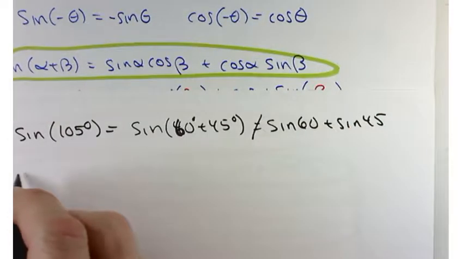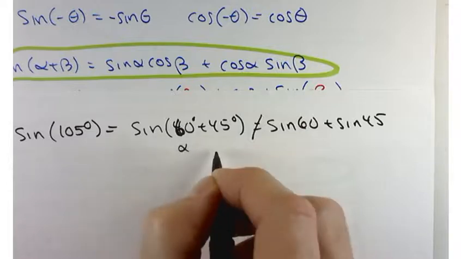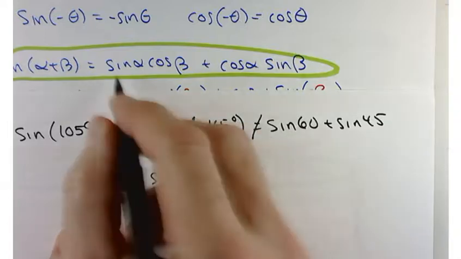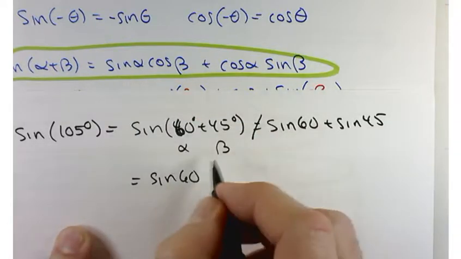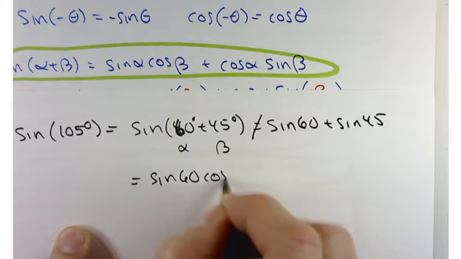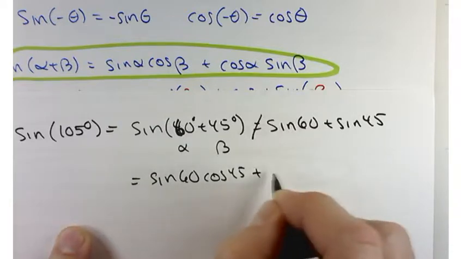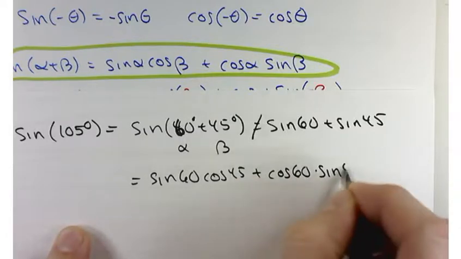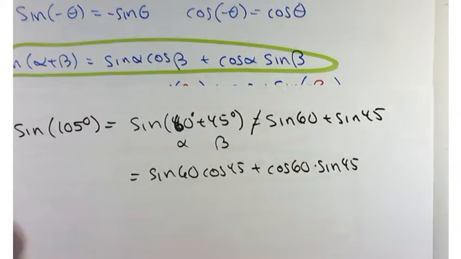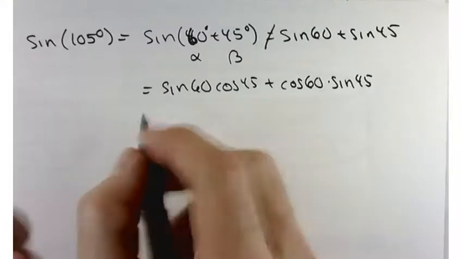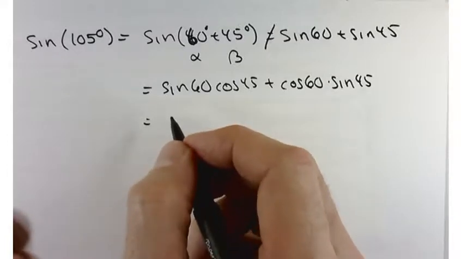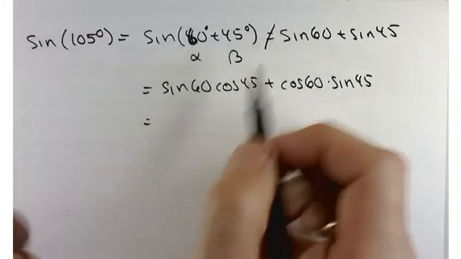We have to plug in our formulas. So doing that, this becomes your alpha and your beta. So that's the sine of 60 times a cosine of 45 plus a cosine of 45, no, cosine of 60 times a sine of 45. Good question. It won't matter. Yeah, so the order of these two doesn't matter.